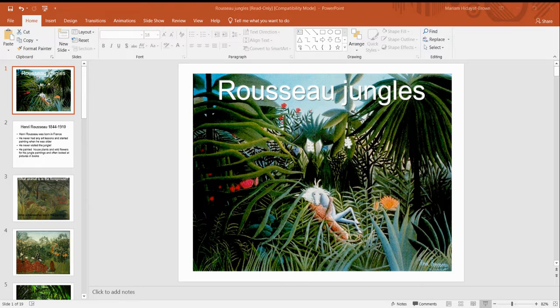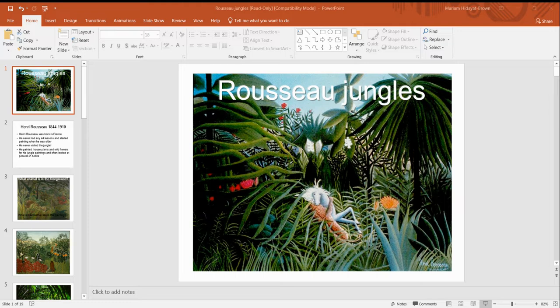So Henri Rousseau was born in 1844 and died in 1910. He was born in France. He never had any art lessons and started painting when he was an older man. He had never visited the jungle, although he loved painting images of the jungle and jungle animals and rainforest plants and flowers. He painted house plants and wild flowers for his jungle paintings and often looked at pictures in books.